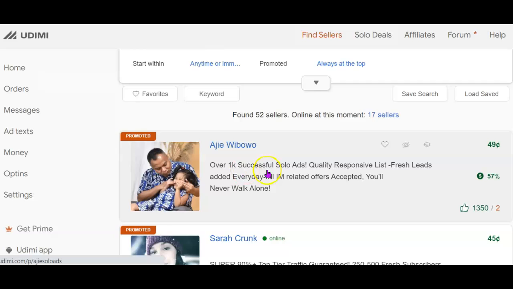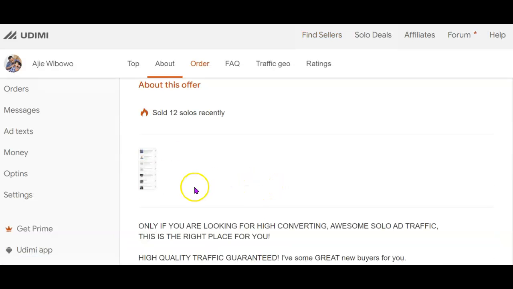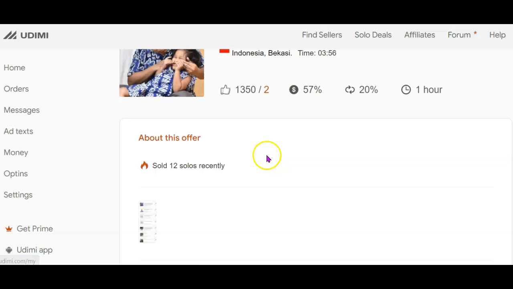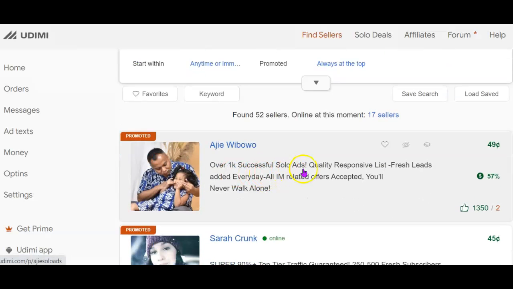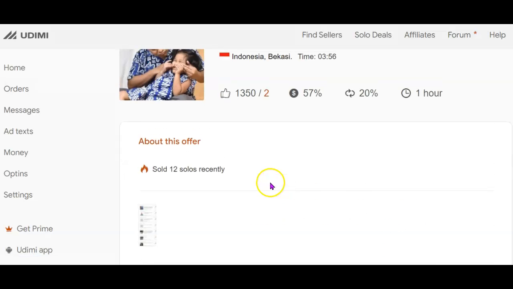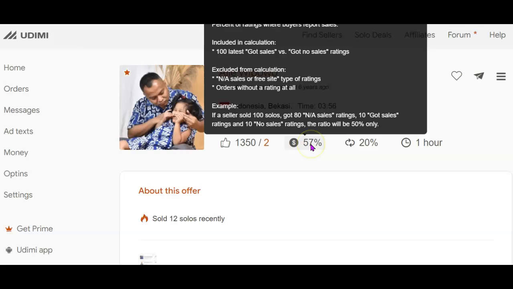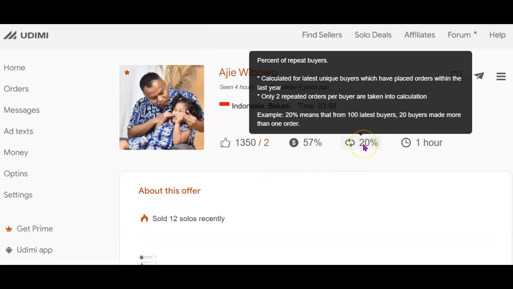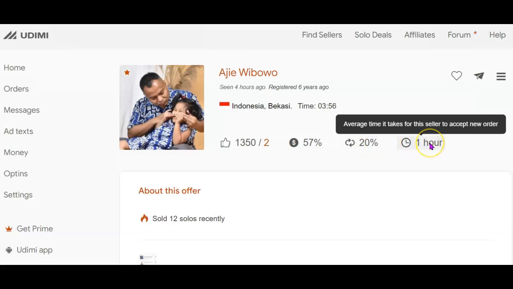Now this one here, he has over 1K successful, let me go back to that one. He has over 1K successful solo ads, quality responsive lists, fresh leads added every day. So, as we saw before, 57% of the people that buy from him got sales. He has 20% repeat buyers, and this is the average time it takes for him to accept a new order.